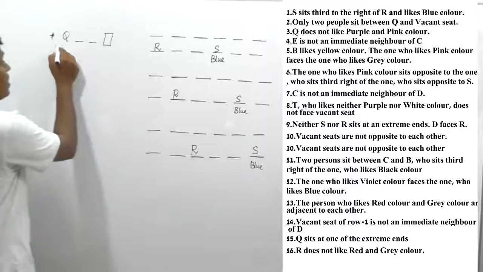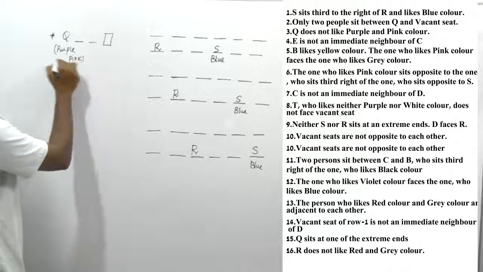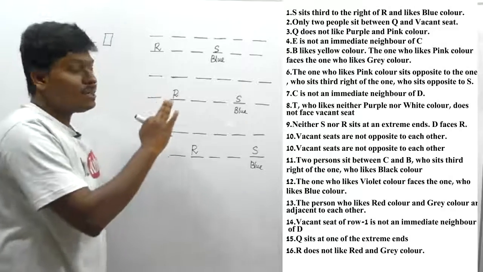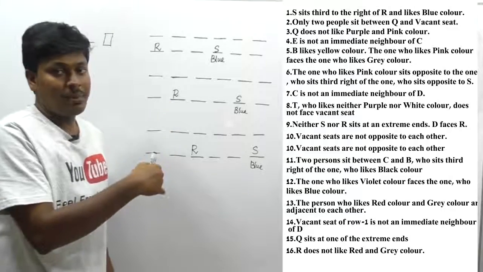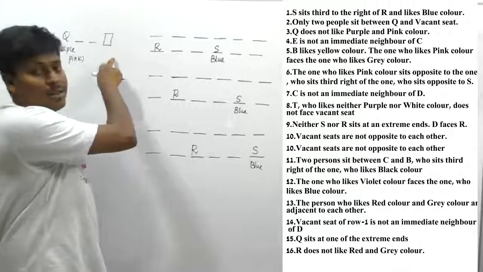They have said that the person Q does not like purple nor pink. Okay, first point they have given, Q does not like purple nor pink. Friends, we have read point number 3, that is totally 3 points, but only one thing is that we have substituted the point number 1. Other 2 points are in a clue, right?